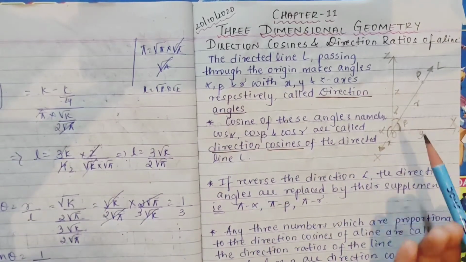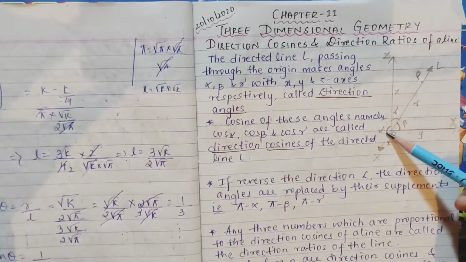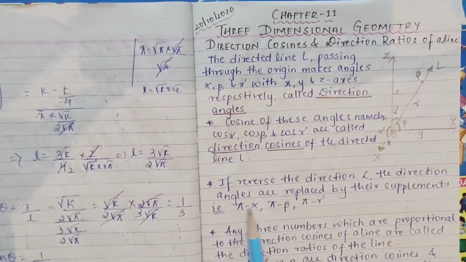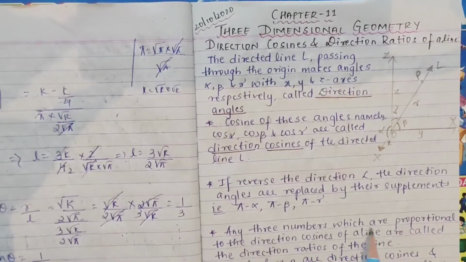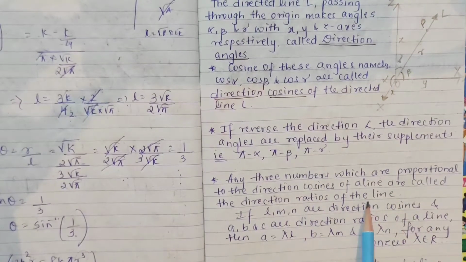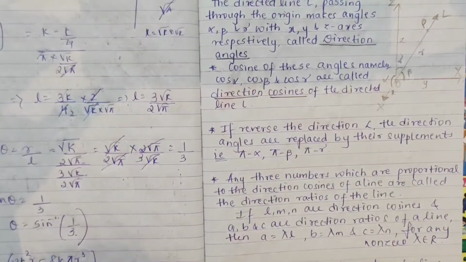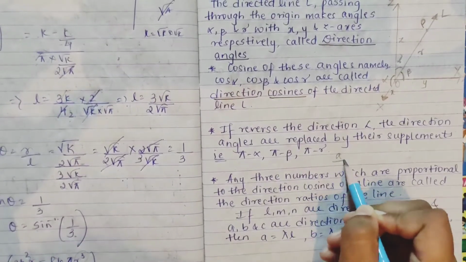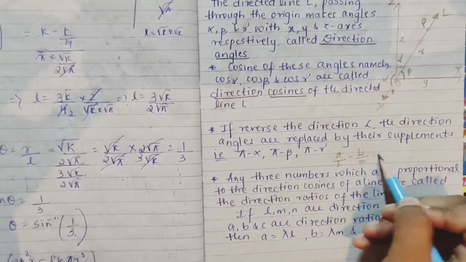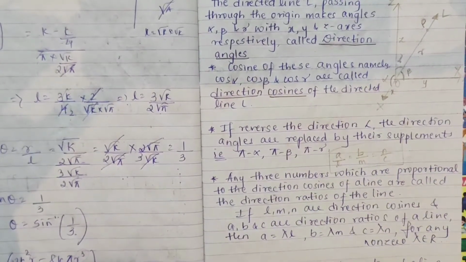And when you are reversing the same angles, it will be pi minus alpha, pi minus beta, and pi minus gamma, right? So the same I have written. And any three numbers which are proportional to the direction cosines of a line are called direction ratios. Proportional means what? A by l is equal to b by m is equal to c by n. This is your direction ratios, proportional to the direction cosines.